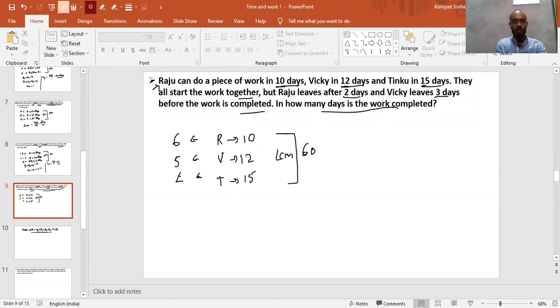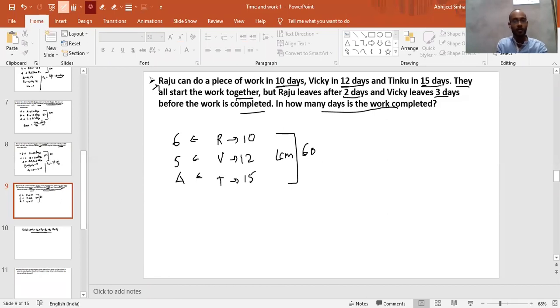This is 5, and this is what? 4. So you got the efficiency of Raju, the efficiency of Vicky, the efficiency of Tinku, right? Everyone's efficiency, all of your answers. Very good, guys. Now here it is mentioned that they all start the work together, right?